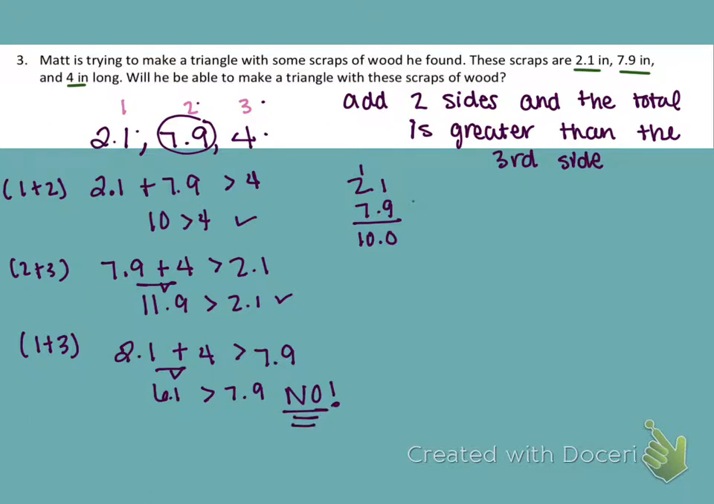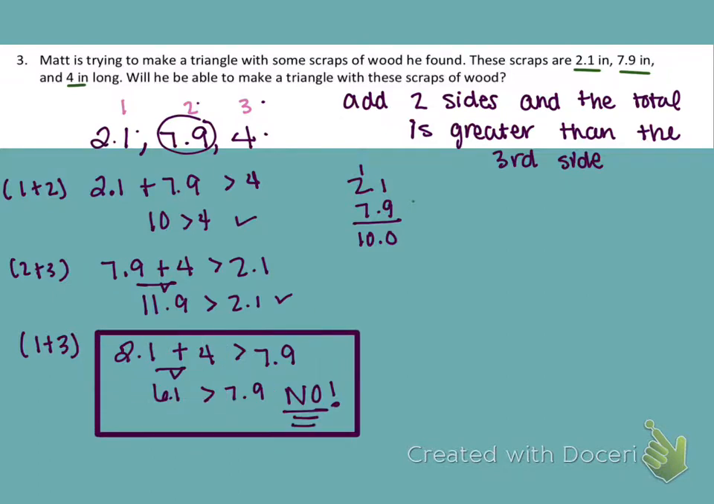So anytime you get a no, you can stop. It just so happens this was the last one that we had to do, so it didn't really give us a break. But if you get a no on the first try, maybe evaluate your numbers and try 4 plus 2.1 first, if you recognize that it might not add up to greater than the third side. So no. So will he be able to make a triangle with these scraps of wood? No, he will not.